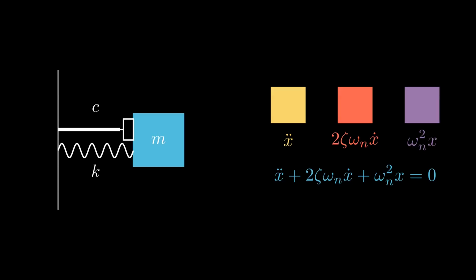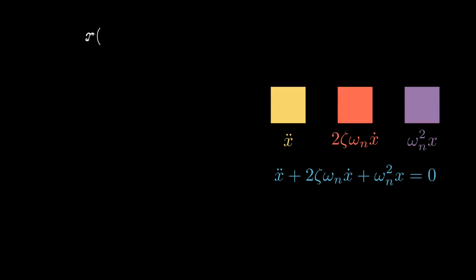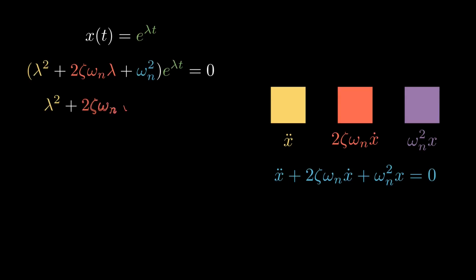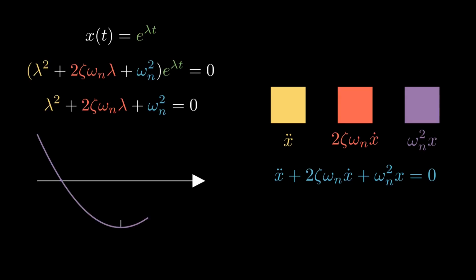In a traditional calculus approach, we assume that the solution follows an exponential form, which leads us to a quadratic characteristic equation. The roots of this quadratic equation determine the entire personality of the system, and they depend on the balance between our mass, spring, and damper.